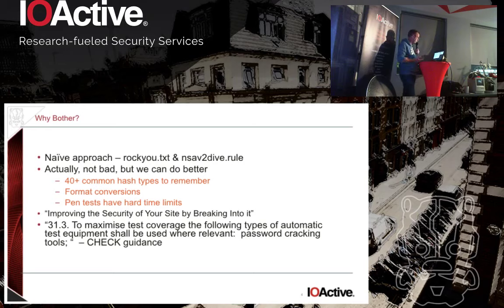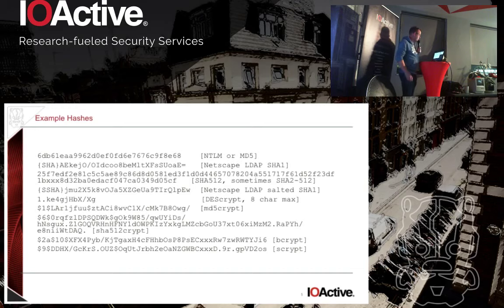I found, say, at NCC, there are about 40 different common hash formats that people wanted to crack. You've got format conversion, so Hashcat doesn't always take what you've got. There are things like weird docs where you need to derive a hash from them. And also, specifically for what I do, the checklist says you should do this. So just to give you an example of the problem, that's a bunch of hashes. To crack them on Hashcat, you'd need to remember the magic dash M number for all of them, and remember roughly how fast they go, so you can choose an appropriate set of rules and dictionary to use. And I just got sick of trying to remember all that stuff.